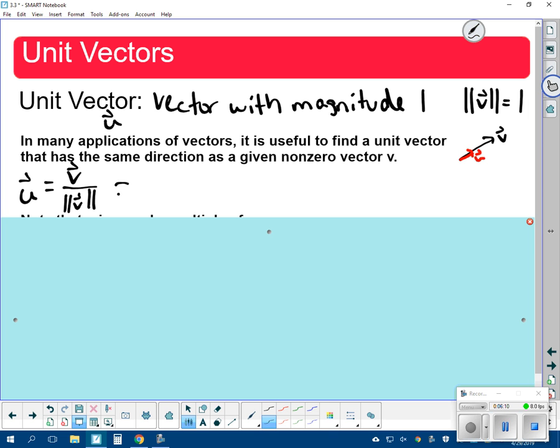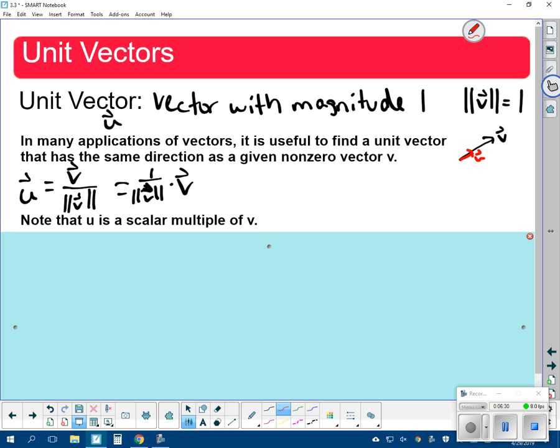Alternatively, we could write this as 1 over the magnitude of vector v, times vector v. So you can pull it apart if you want. That, of course, would be the same thing. Note that u is actually just a scalar multiple of v, because this number right here, that's a scalar. That's just a regular old number. It's not a vector. So it's just a scalar multiple.